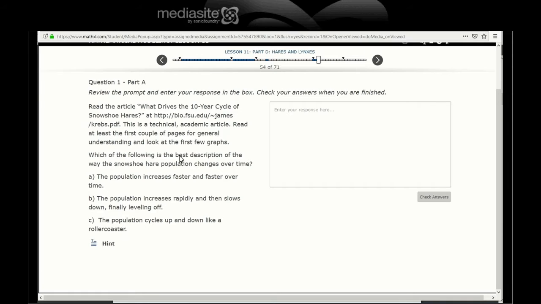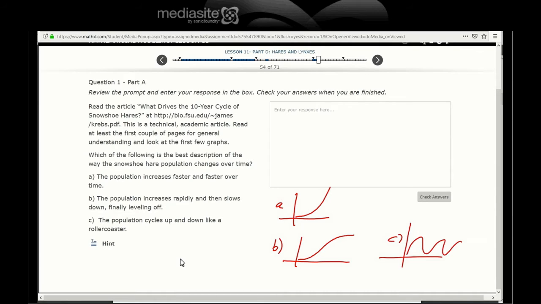Which of the following is the best description of the way the snowshoe hare population changes over time? The population increases faster and faster over time. Population increases rapidly, then slows down, finally leveling off. Okay, so this guy is basically describing A. A is the exponential. B is the logistic, and C, well, roller coaster.